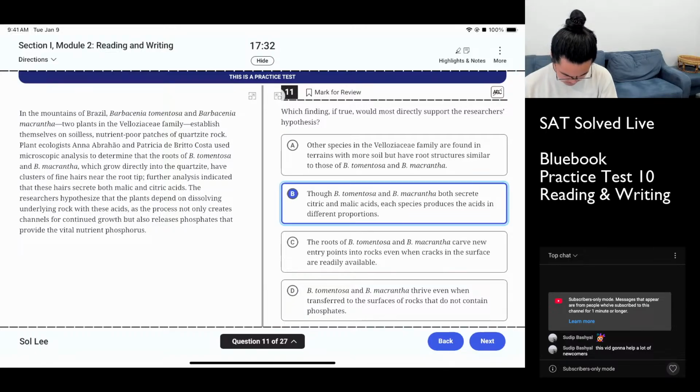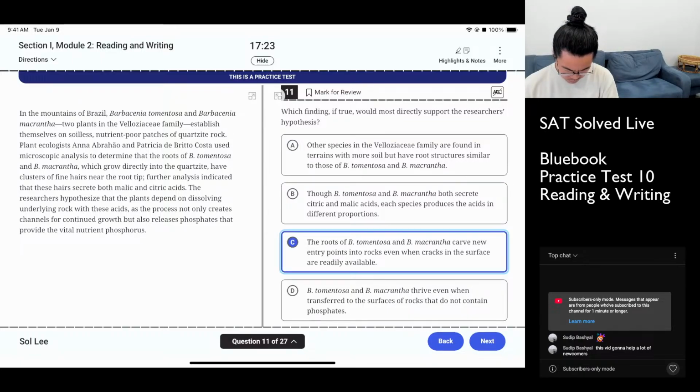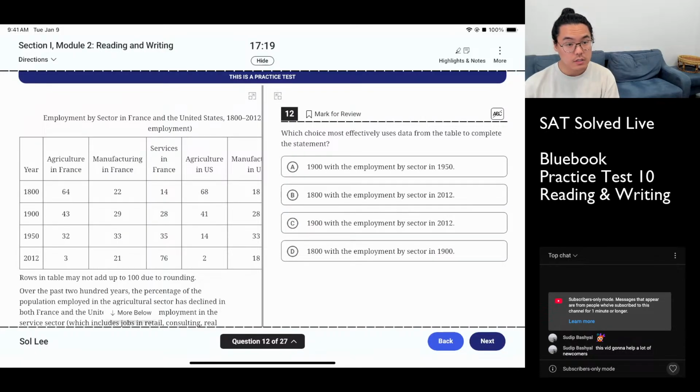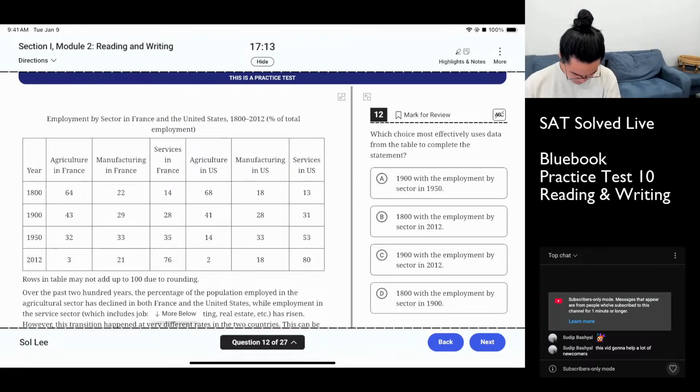It's opposite direction, and no, different proportions, off topic, and terrains with more soil. We're talking about, okay, off topic. Okay, so this is the only one that works. 11 is correct. Let's keep going. Dude, what the heck? Okay.